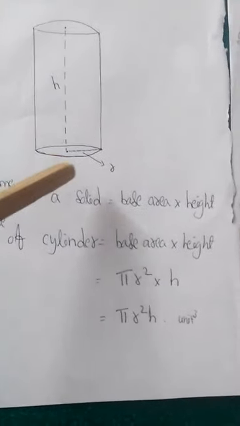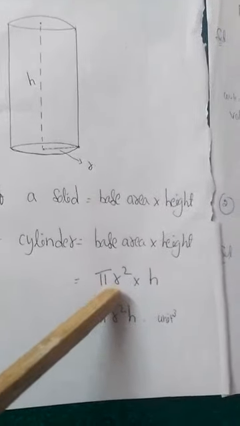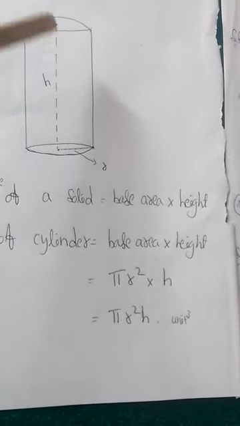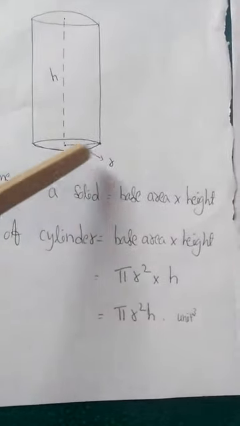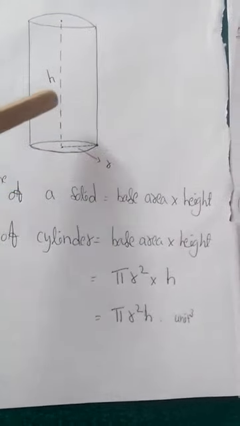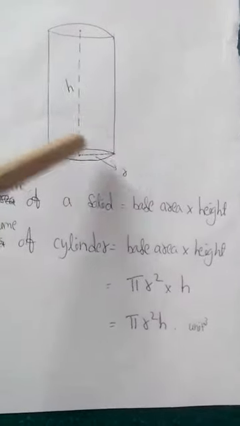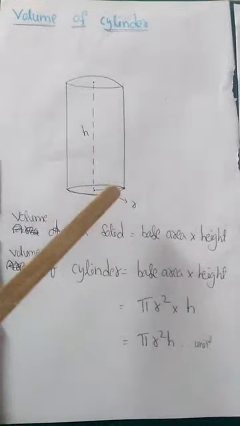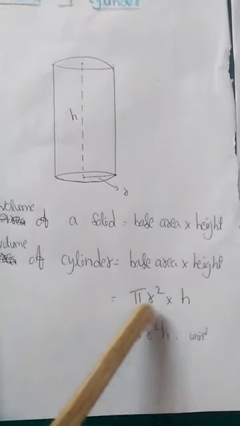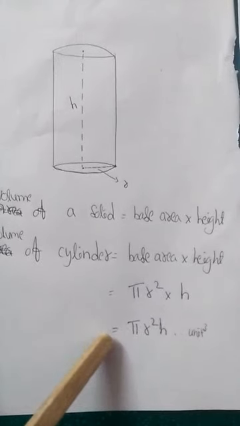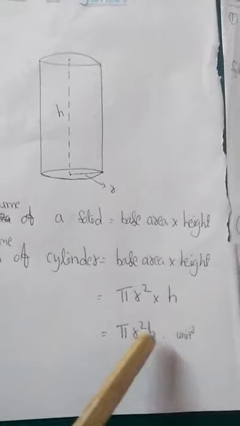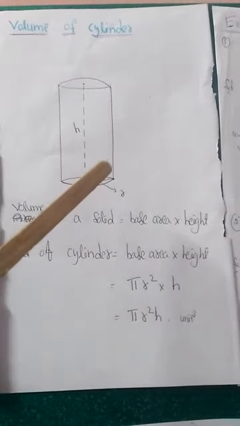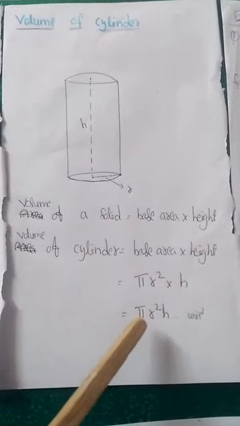We know area of circle is pi r square. R means radius here. H is height of the cylinder. R is the radius of the circle, as usual the radius of this cylinder. H means height of the cylinder. So the base is in circular shape. That's why area of circle is pi r square, into H. So finally what will we get? Pi r square into H means pi r square H, cubic units. So volume of cylinder, easily we can remember: base area into height. Base area is pi r square into height, that is nothing but pi r square H.